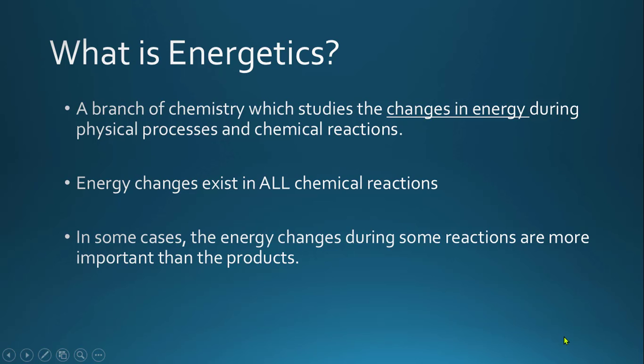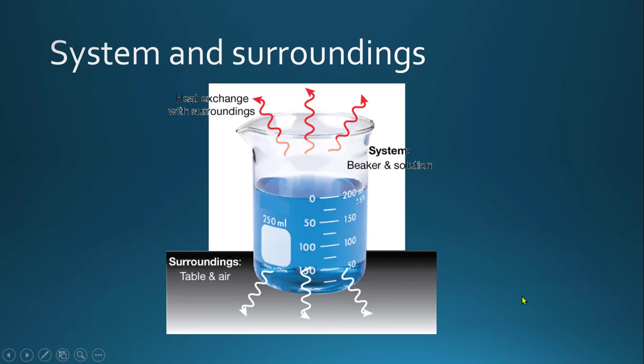These energy changes take place between a system and its surroundings. So let's say, for example, we have a reaction taking place in a beaker. Whatever is happening inside the beaker, in the solution, is considered the system. The surroundings would be the table and the air around it. So heat can either be lost to the surroundings or it can be absorbed from the surroundings.